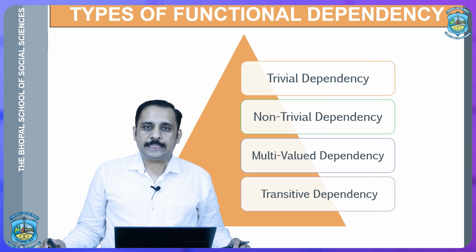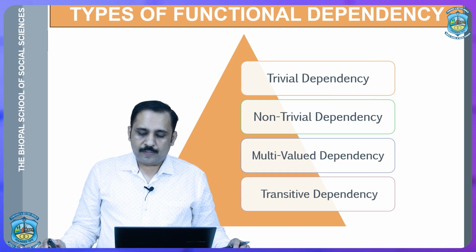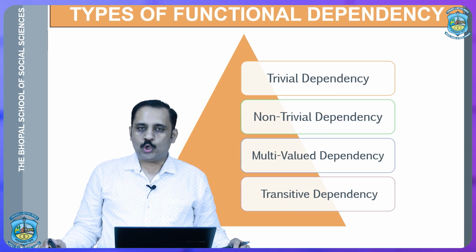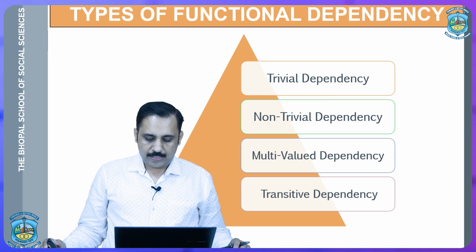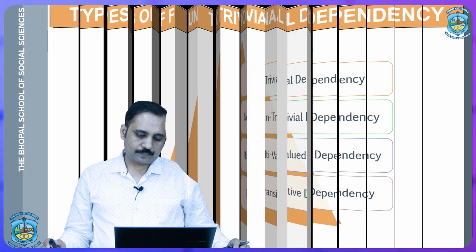Now we come to different types of functional dependencies. Broadly speaking, we have four types of functional dependencies. The first is trivial dependency, second non-trivial dependency, then we have multi-value dependency, and transitive dependency. Let us see them one by one.